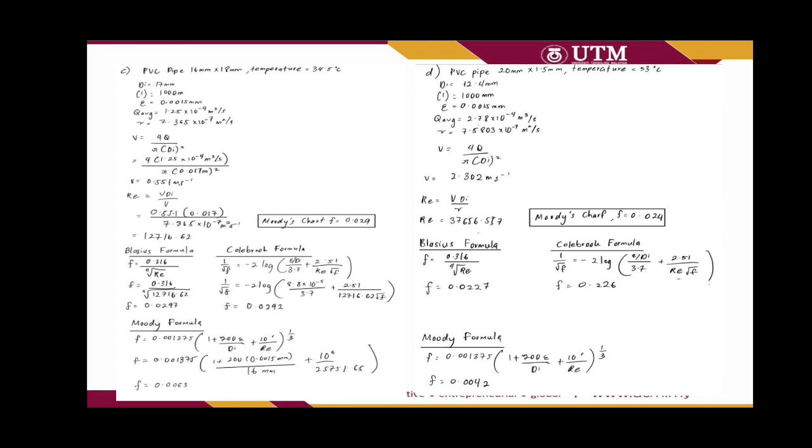And for the PVC pipe 20mm times 1.5mm, by calculation we get V is equal to 2.302 meter per second. RE is equal to 37656.557. From the Moody chart, we get F is equal to 0.024. By the Blasius formula, F is equal to 0.0227. By the Colebrook formula, F is equal to 0.226. And by the Moody formula, F is equal to 0.0042.